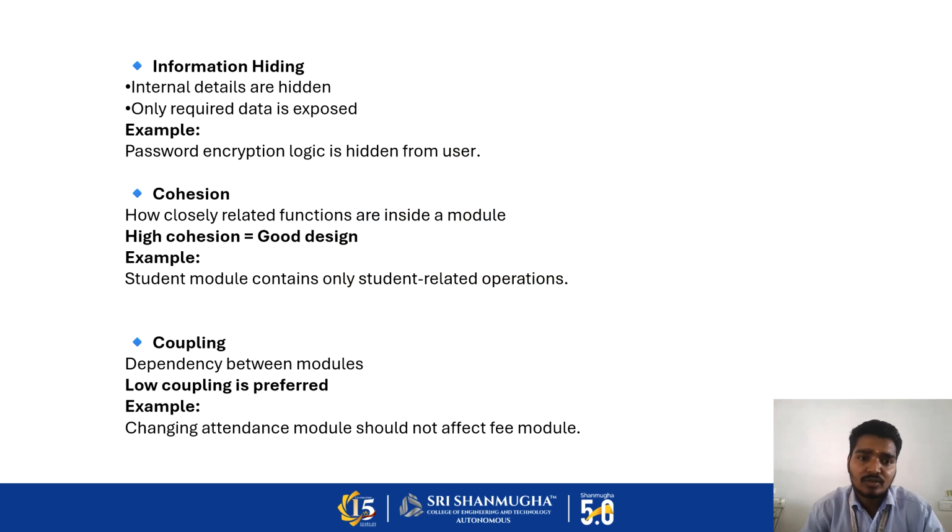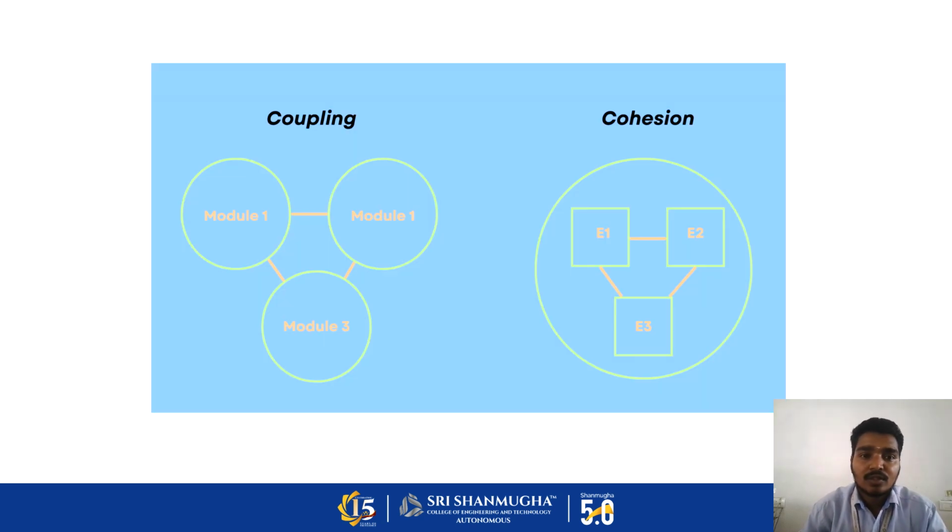Cohesion is how closely related the functions are inside your module. High cohesion is good design. For example, a student module contains only student related operations. Next, coupling. Coupling is the dependency between modules. Low coupling is preferred. For example, changing the admin module should not affect the fees module. They are different modules with different processes.